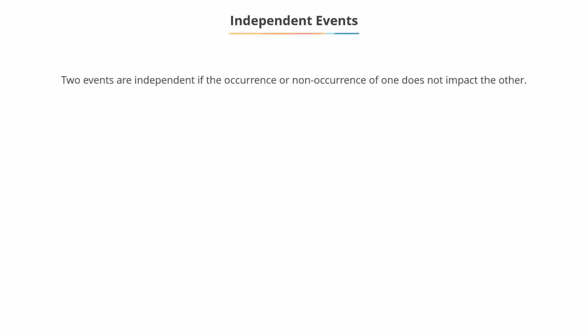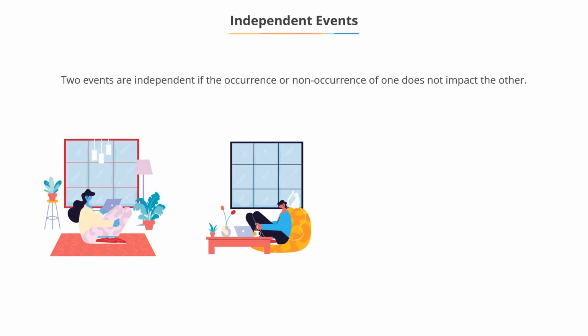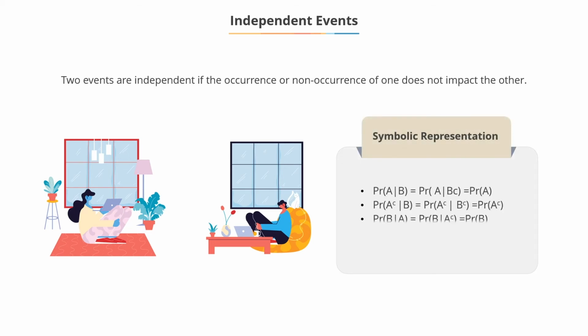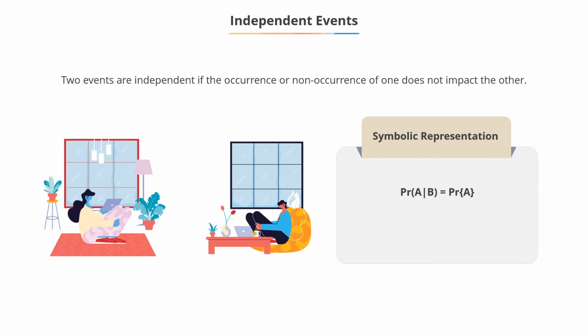Generally, two events A and B are said to be independent if the occurrence or non-occurrence of one does not impact the occurrence or non-occurrence of the other. Symbolically, it is written as shown. However, it is not necessary to verify all the equations. Once we know that probability of AB is equal to probability of A, other equations hold.